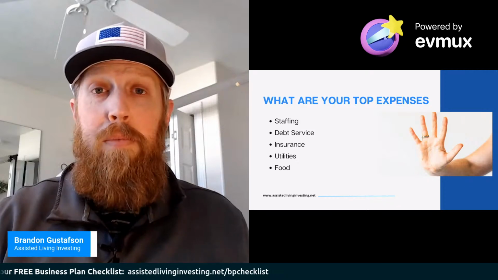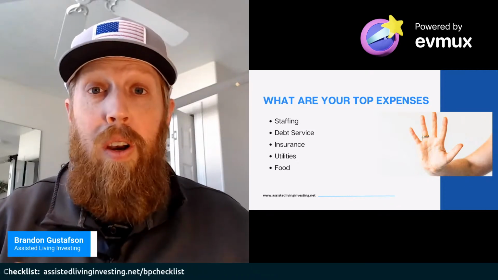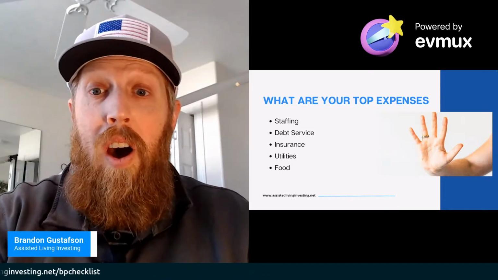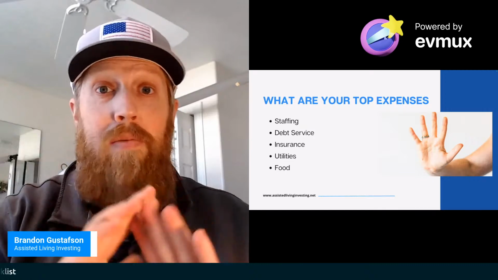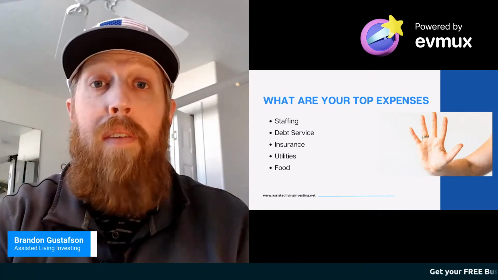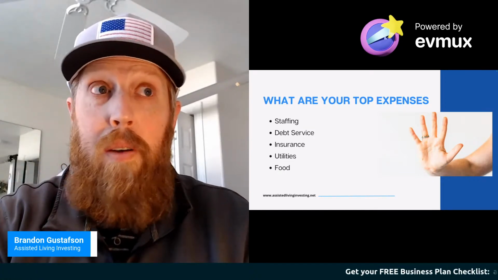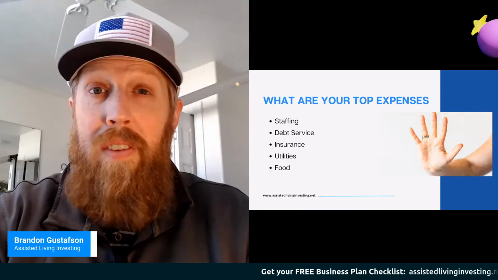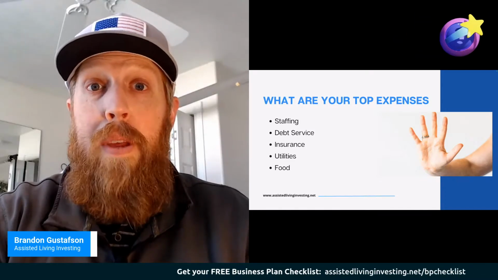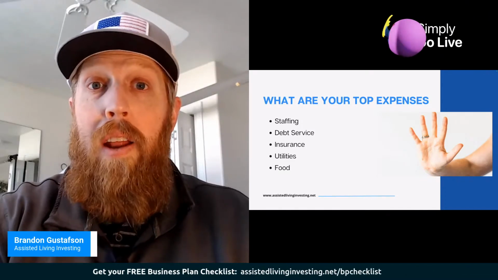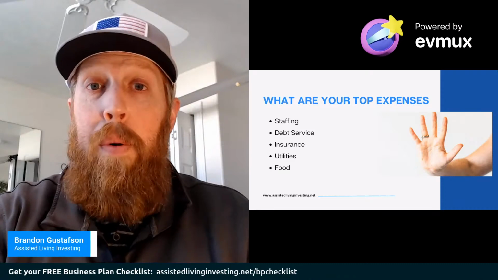But the five main expenses that you need to be aware of as you are getting started with assisted living are, number one, staffing. It is the biggest expense by far. It is a huge expense. Probably 30 to 50% of all of your expenses are going to be staffing. So we're going to get into that really deep here in just a couple minutes.